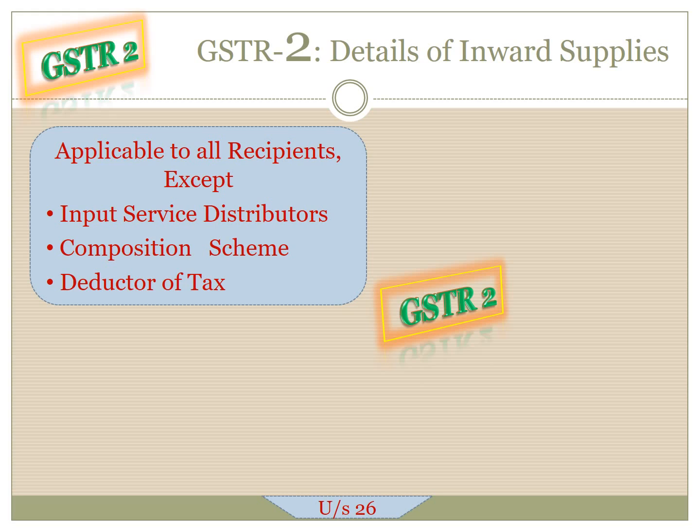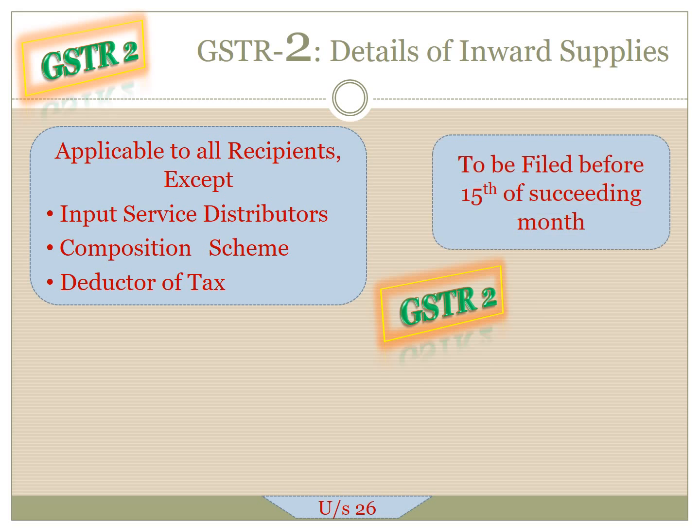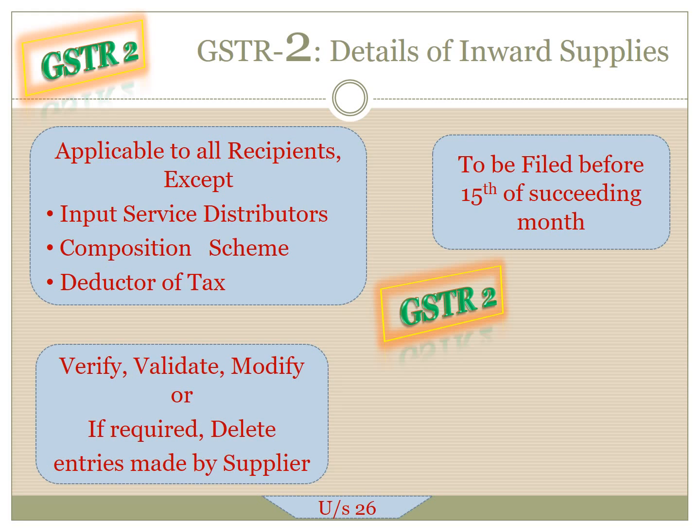According to Section 26, details of inward supply have to be filed by all registered taxable persons, except input service distributors, persons who have opted for the composition scheme, and deductors of tax, before the 15th of the succeeding month. However, data can be uploaded on a daily, fortnightly or weekly basis. The recipient will verify, validate, modify or, if required, delete the details relating to supplies and credit or debit notes communicated to him in GSTR 2A.